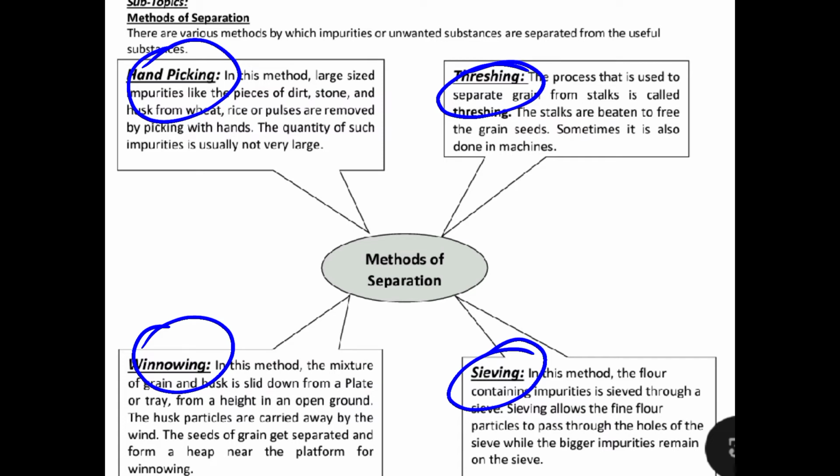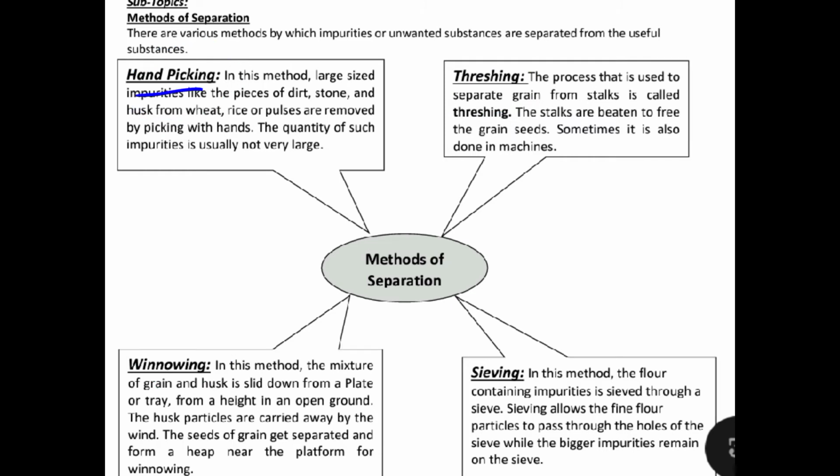First, let's try to understand what separation is. Separation means removing impurities, or removing unwanted, non-usable or harmful substances, from the useful substances which we use. One of these methods of separation is hand picking.